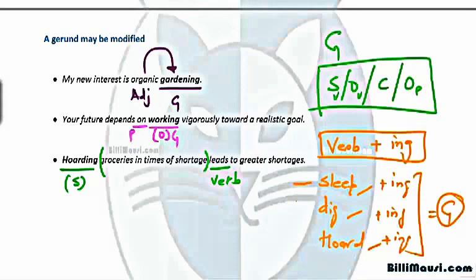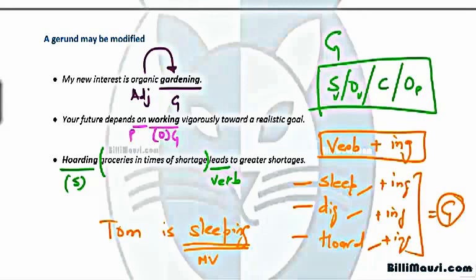They are not always gerunds. Please keep this in mind. They are not always gerunds. If I have a sentence like Tom is sleeping, in this case sleeping is a verb, in fact the main verb of the sentence. It is not a gerund. But if I write it in this fashion, sleeping is good for health, in this case sleeping acts as a gerund and it has the force of a noun. So let's move on to the more important topic, that is participles.